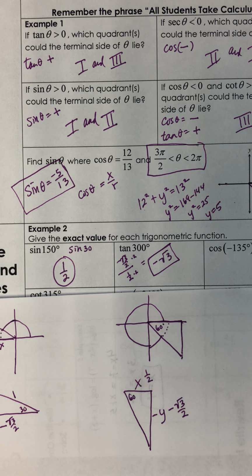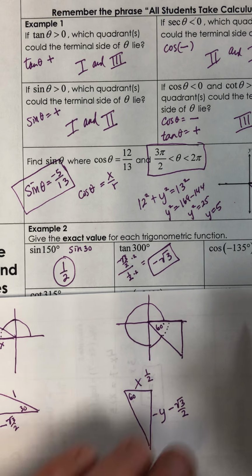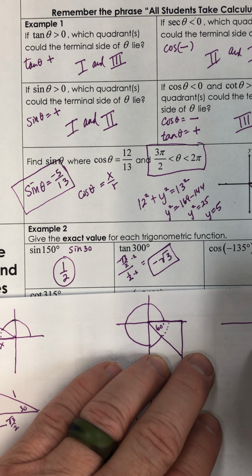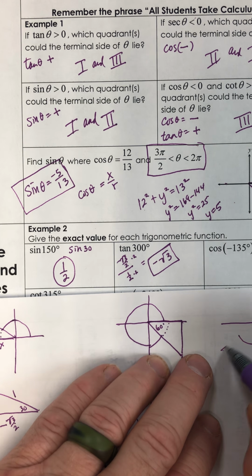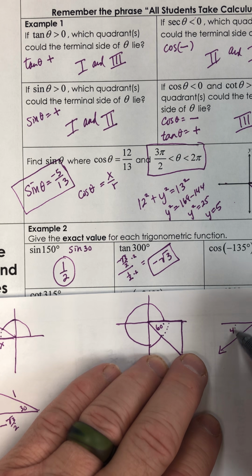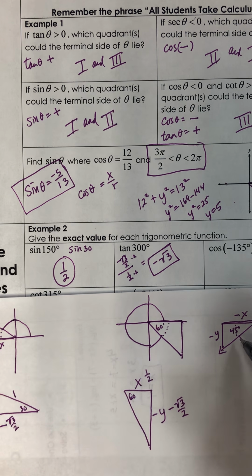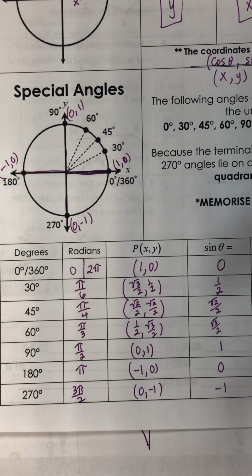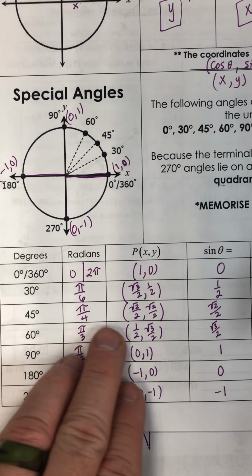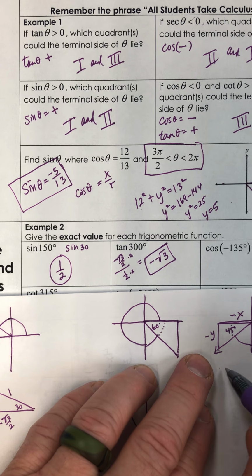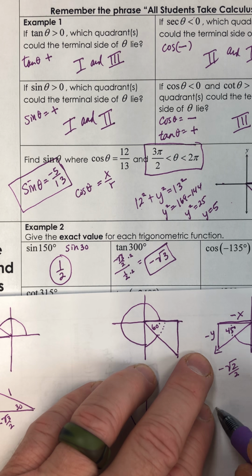Okay, cosine, negative 135. Let's draw where we are. Negative 135, so negative 90 and what, 45 more? So that leaves me 45 to there. So my x is going to be negative, and my y is also going to be negative. And so 45, 45, 90. So I'm going to go to my chart. 45. Oh, they're both square root of 2 over 2. So in this case, the x would be negative square root of 2 over 2, and the y would be negative square root of 2 over 2.